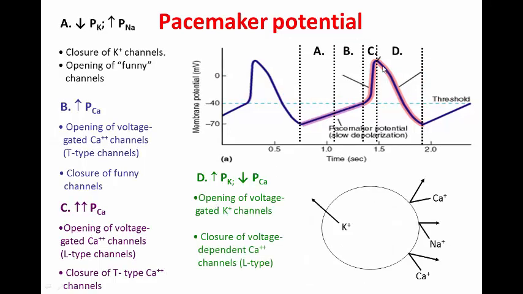Then we have repolarization, where we have a decrease in the permeability of the membrane to calcium due to closure of the voltage-dependent L-type calcium channels, and opening of voltage-gated potassium channels.